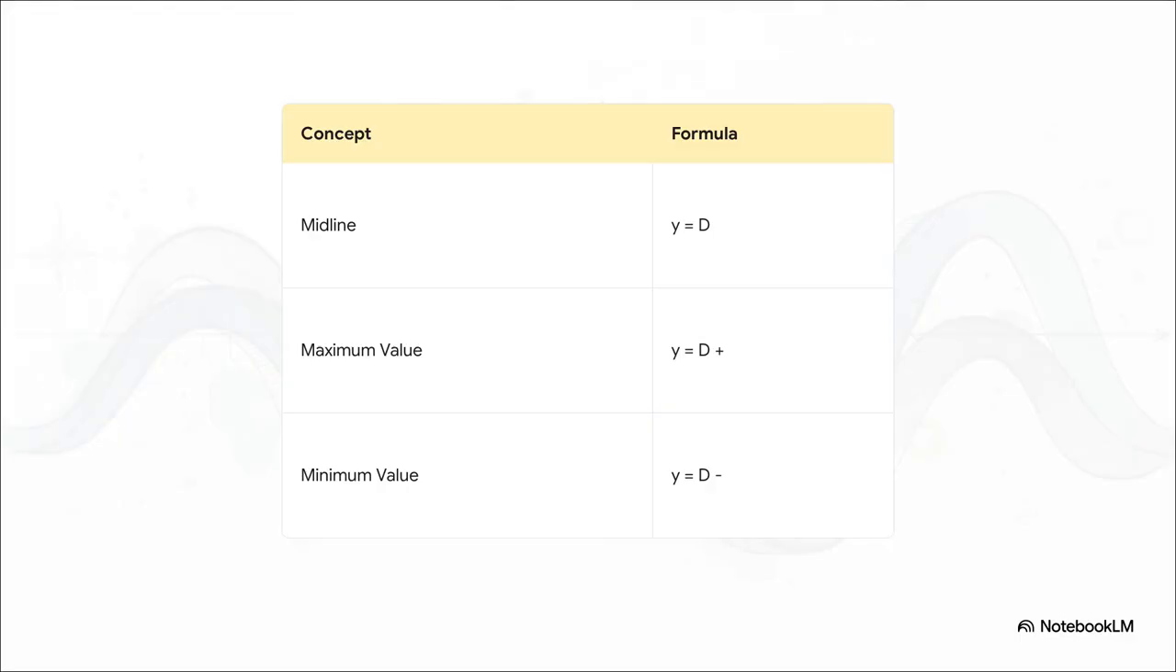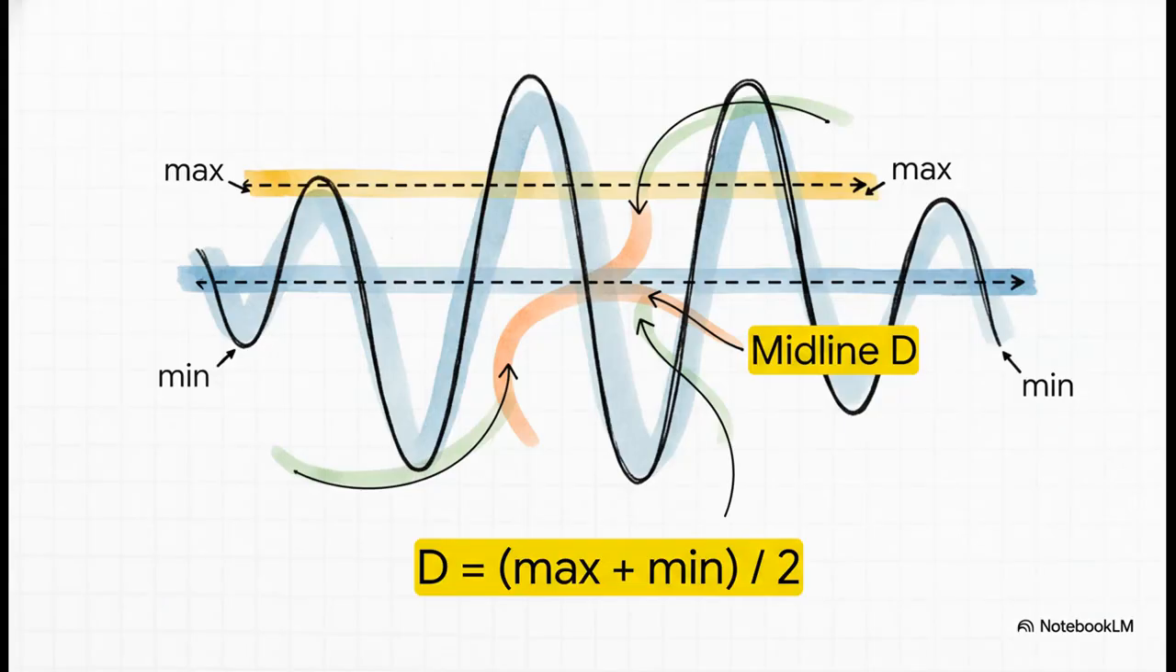And this is where d becomes like the new center of our universe. That midline, the horizontal line the wave bounces around, is now simply y equals d. And from there, the logic is super simple. The highest point is just d plus the amplitude, and the lowest point is d minus the amplitude. It's really that straightforward. And hey, this works in reverse too.